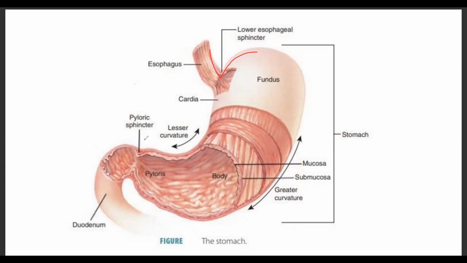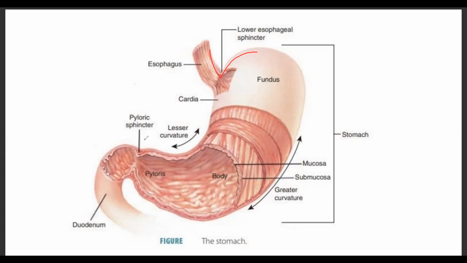Then, the stomach wall is very elastic. Next point: the distal part of the stomach connects with the small intestine. Next point: the proximal part of the stomach connects with the esophagus.